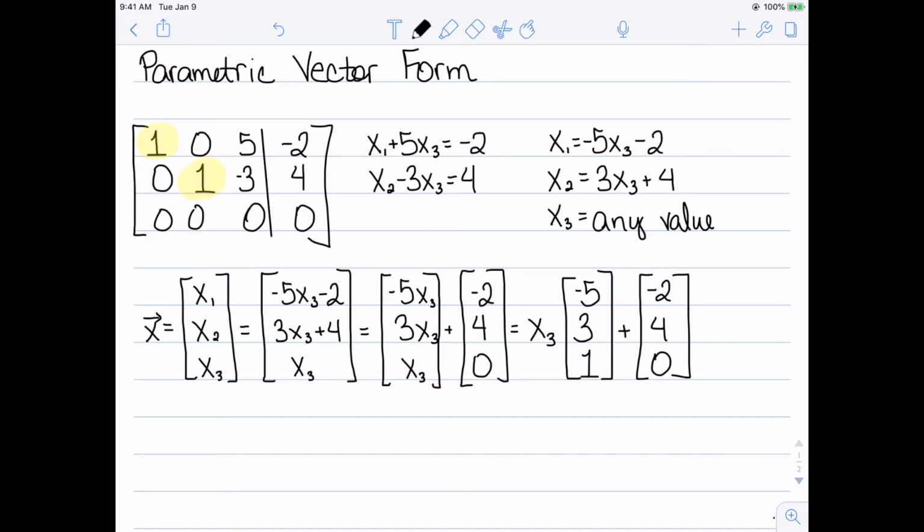In a previous video, when we talked about related homogeneous and non-homogeneous systems, we said that non-homogeneous systems were written as H plus P, where H is the solution to the homogeneous and P is a particular solution. And that's exactly what this is. Any of our variable vectors, that's going to be our H, and then our constant vector is going to be P.